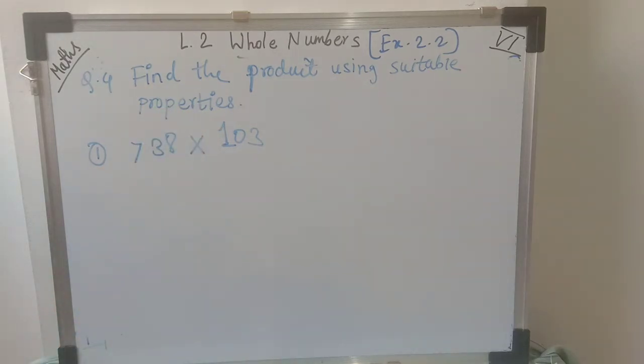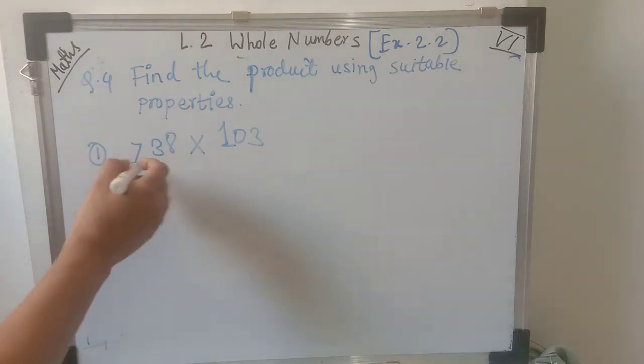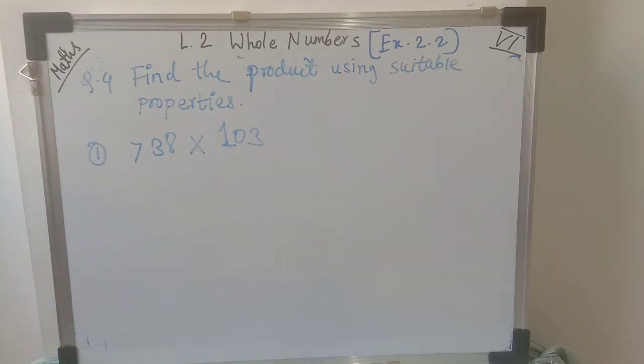Here two whole numbers are there, so we can't use the associative property, because in the associative property we are multiplying three or more numbers. If we take the closure property, what it says is that whatever answer comes, that is also a whole number. But to get the answer, which property do you have to use? So we will not use the closure property here also.